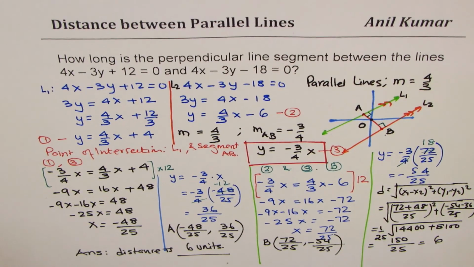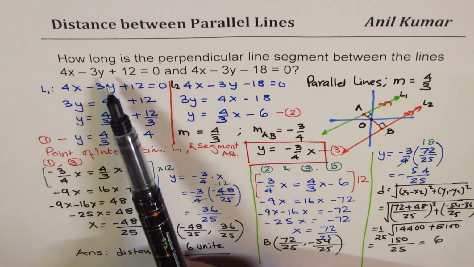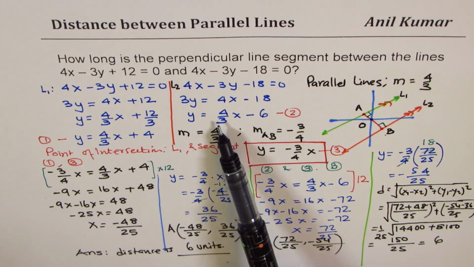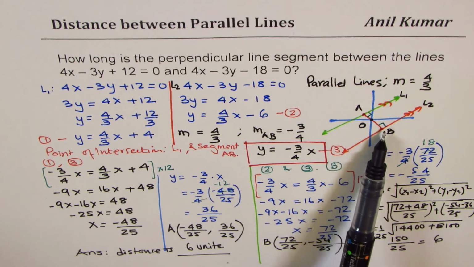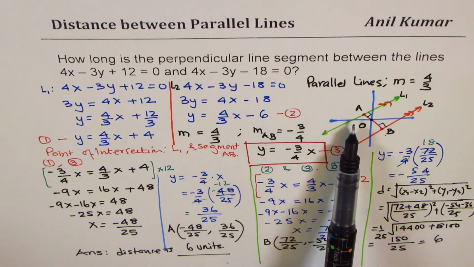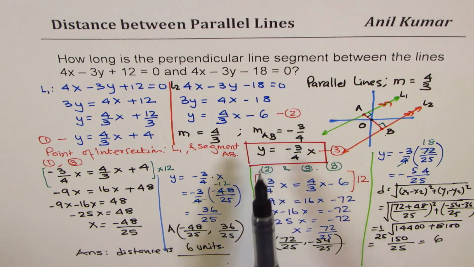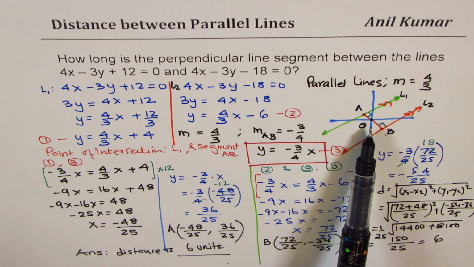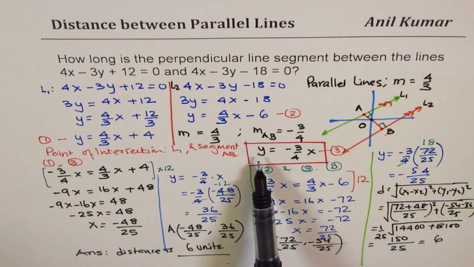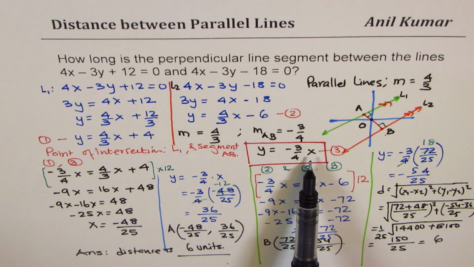I hope the process is absolutely clear. Let me explain it once again. We find that both these lines are parallel. Their slope is 4 over 3. The segment which is perpendicular to both the lines will give you the shortest distance. So the slope of that segment is the negative reciprocal of the slope of the lines, which is minus 3 over 4. If I take the segment going through the origin, then the y-intercept is 0, so I get the equation of the segment as y equals minus 3 over 4x.